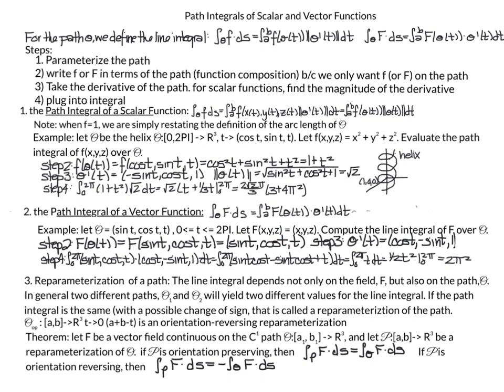Step 3 is to take the derivative of the path. So sigma prime of t, so where's sigma? Here's sigma. So derivative of sine of t is cosine, derivative of cosine is negative sine, derivative of t is 1.